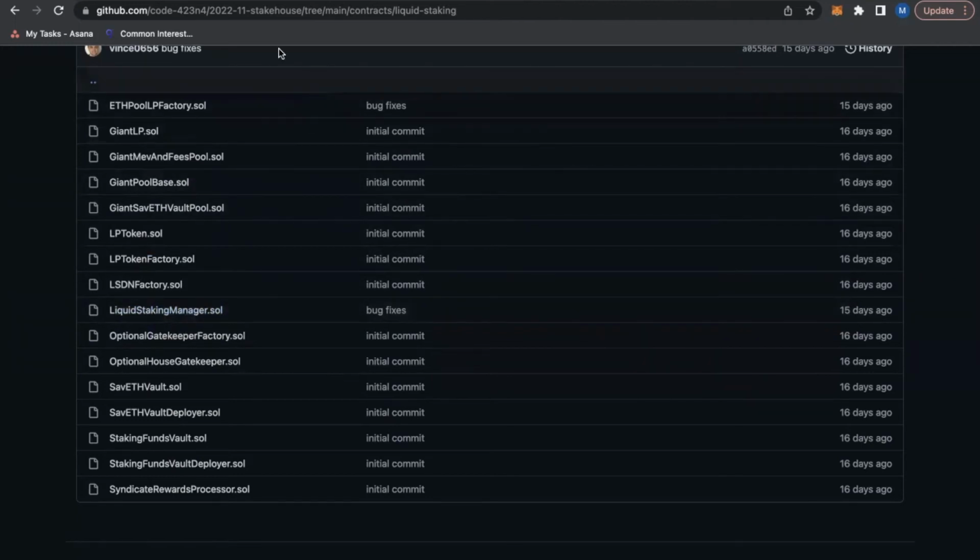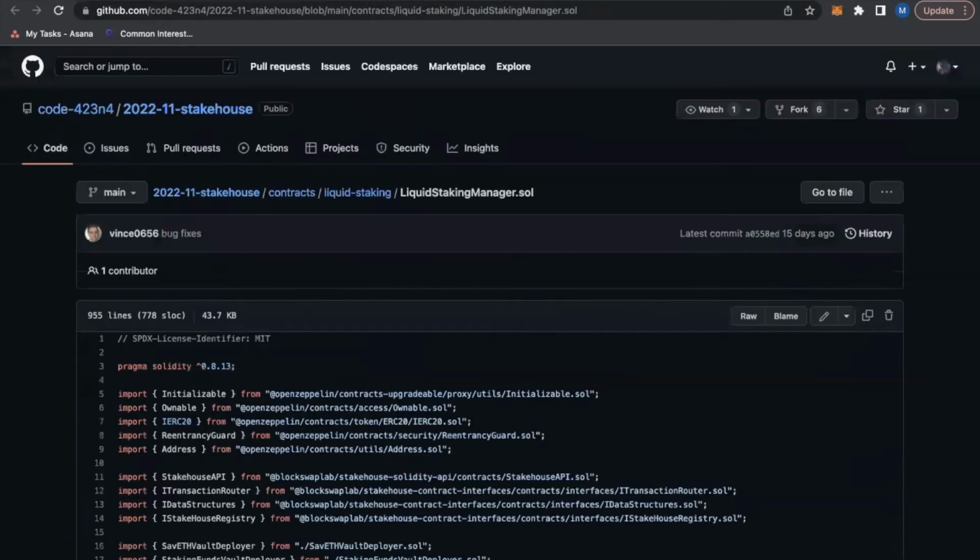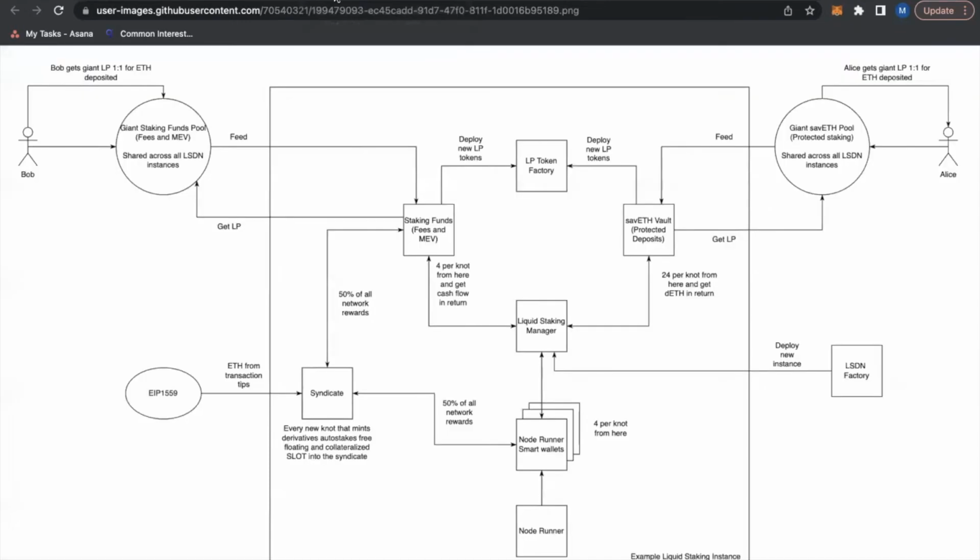Then we have this liquid staking manager, which is the heart of the contract. But before even diving into the liquid staking manager, I'd like to introduce the giant pools, the idea of giant pools in the liquid staking network. So coming back to this diagram, you can see there are these two giant pools. One is the giant fees and MEV, the other is the giant protected staking pool. What are these giant pools?